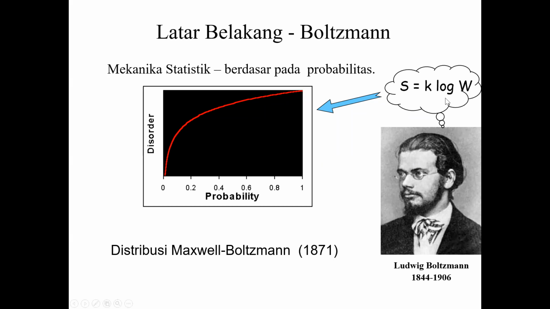This distribution W depends on the number of particles. If the number of particles increases, W also increases. Then the change of S, the change of entropy, also becomes positive, and the system becomes more chaotic.